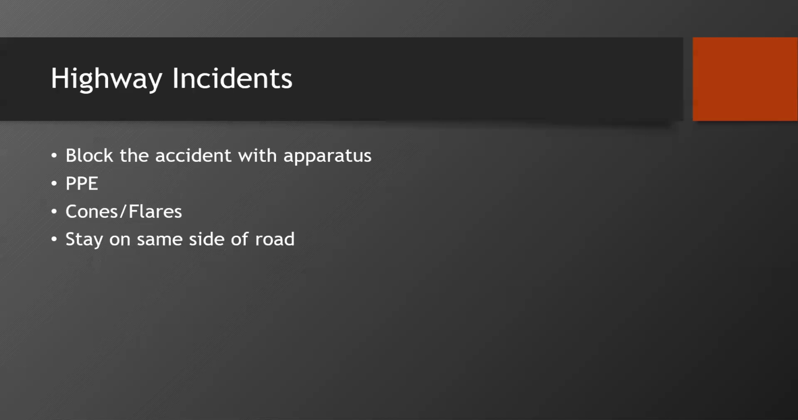Okay. Highway incidents. So we need to block the accident with our apparatus. We have a highway section. We have a chapter on highway safety. So I'm not really going to get into that too much right now. But generally speaking, if we're up on the highway, we want to block the accident with an apparatus. We'll talk more about that in the highway safety section.